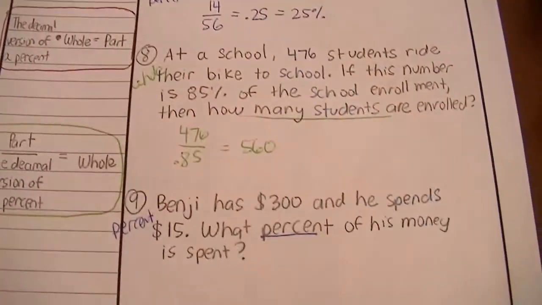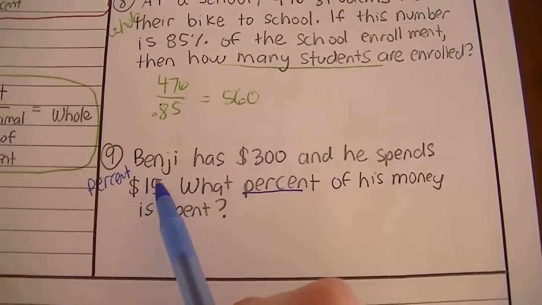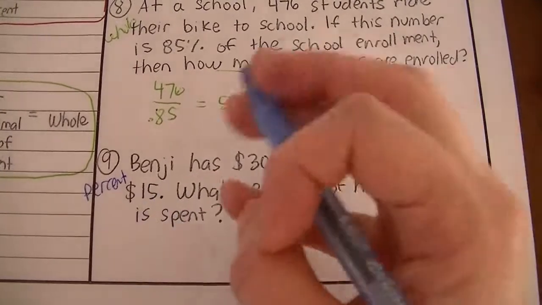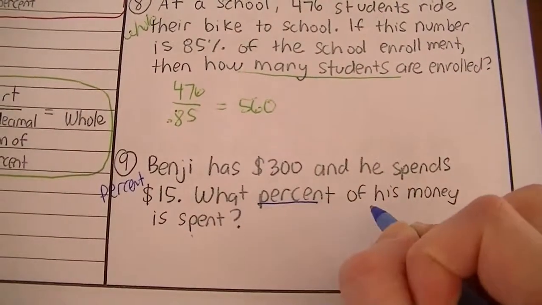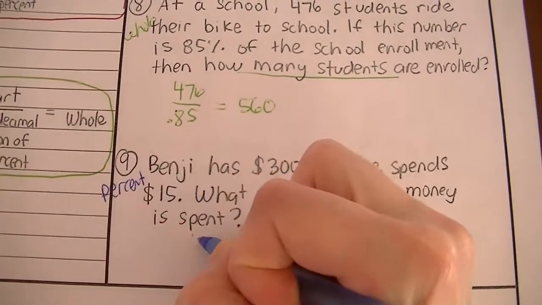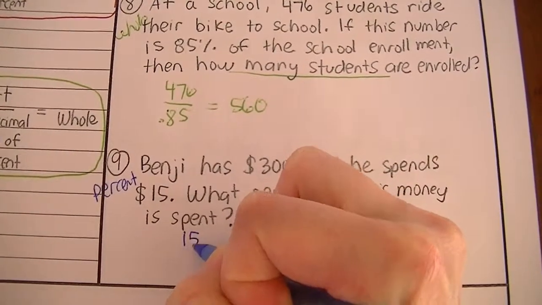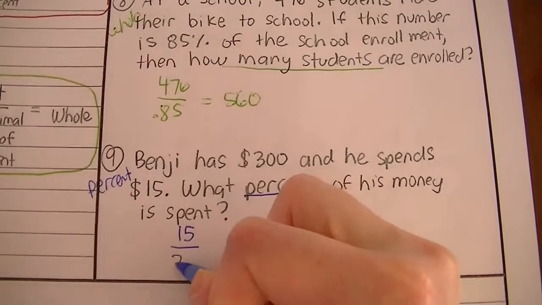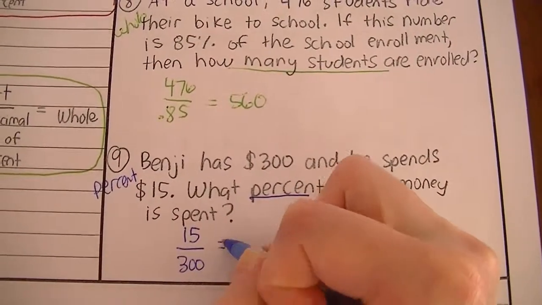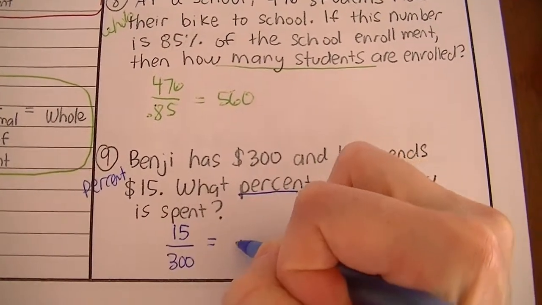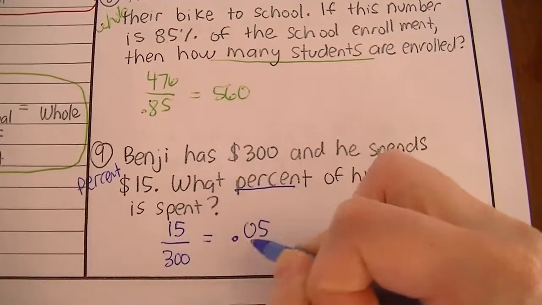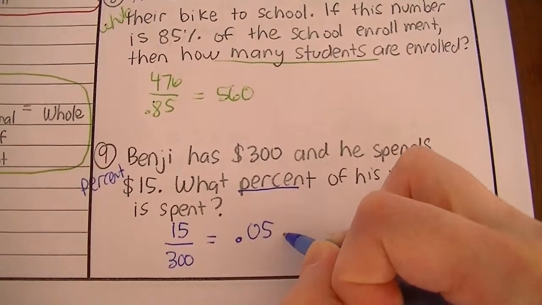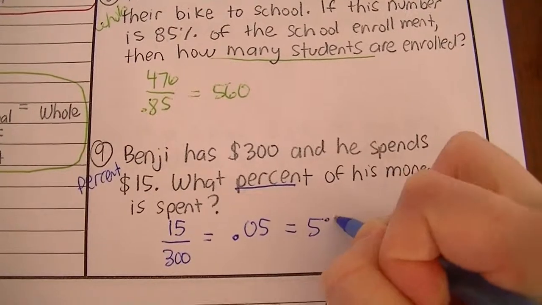Part divided by whole gives me the decimal version of the percent. The part is 15 because it's asking what percent of his money is spent, so that is how much he had spent. And the whole is 300. Then 15 divided by 300 is 5/100ths. Convert that into a decimal, and you'll get 5%.